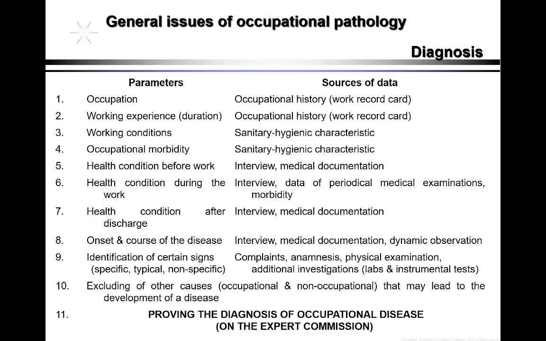And of course, we distinguish the ninth aspect of diagnosis, certain signs. By signs, I understand not only clinical symptoms, but different information and data, which help us to diagnose or exclude some diseases. We distinguish specific signs, which are present only in a certain disease; typical signs, which may be present in other diseases, but their combination is most typical for this certain disease; and non-specific signs, which are present in almost a wide spectrum of diseases, if not all.